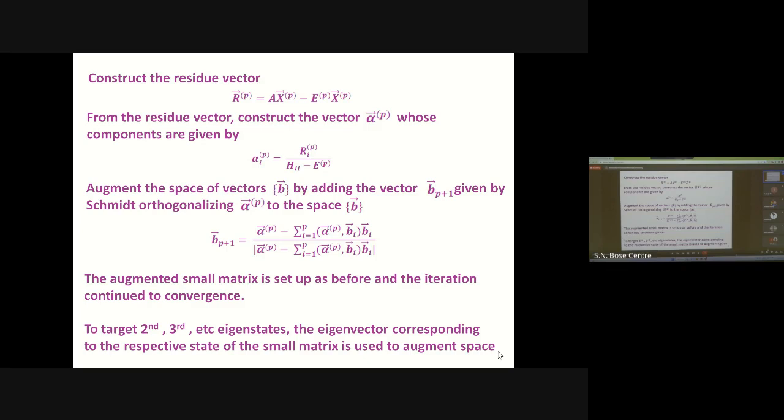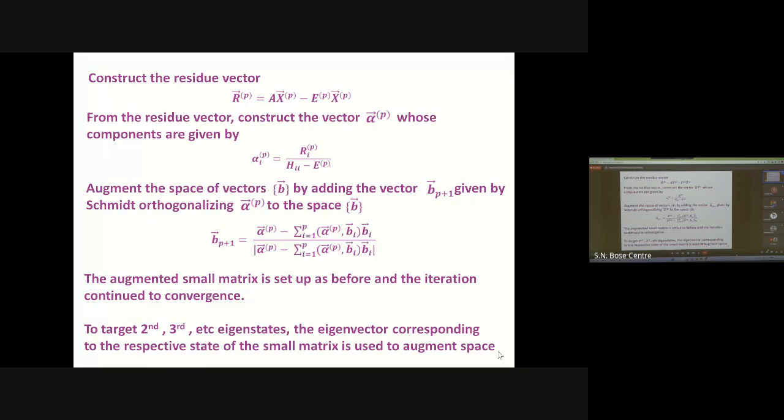No different. Once you do that, you can get the eigenvalue and eigenvector of this matrix and continue iterating. You take that and get xp plus 1. From that you get the residue vector rp plus 1, from that the correction vector alpha p plus 1, and then bp plus 2 and so forth. So that's how you will do it.